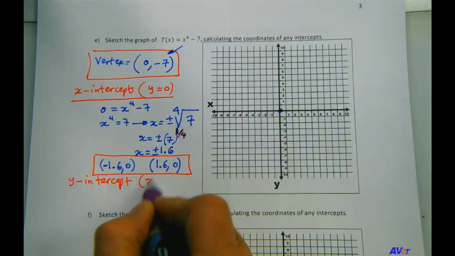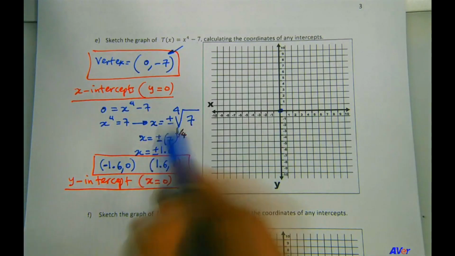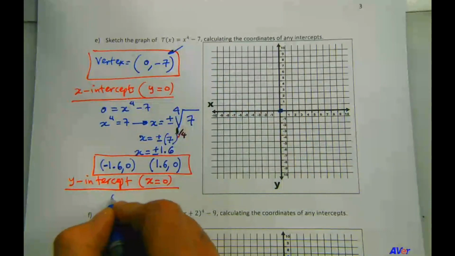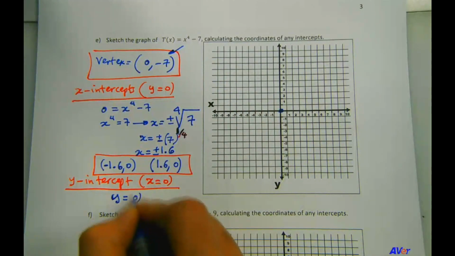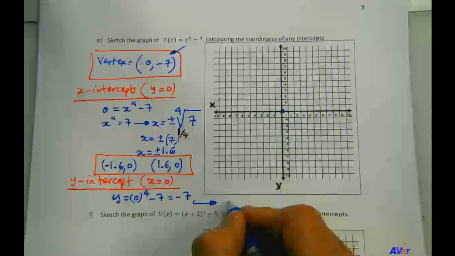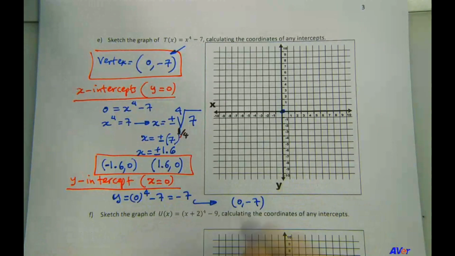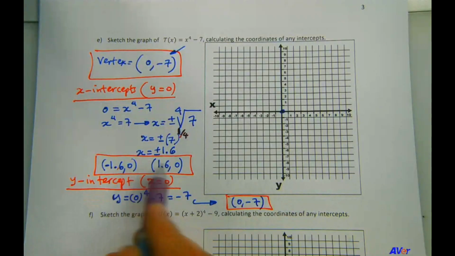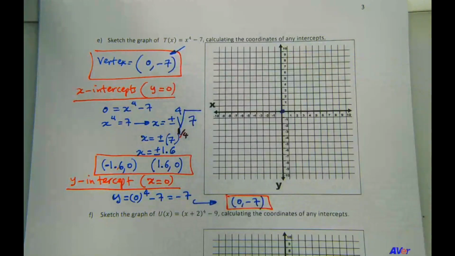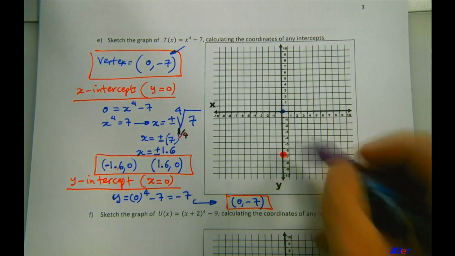So y-intercept happens when x equals 0. So in this function, let's substitute for x with 0. So we have y equals 0 to the 4th power minus 7. That is equal to minus 7, which means the y-intercept is at 0 comma negative 7. That's our y-intercept. These are our x-intercepts, and this is our vertex, which is the same thing as the y-intercept. Okay, so let's plot these points. 0 comma minus 7 is that. That's the vertex.